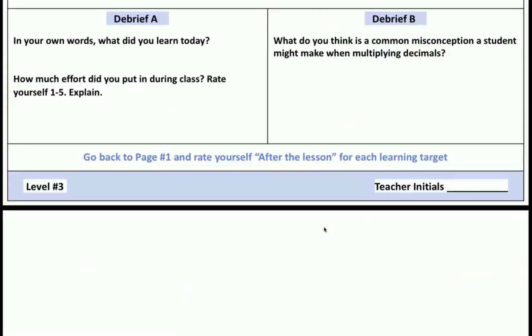And last but not least, don't forget to answer our debrief problems. In your own words, what did you learn today? How much effort did you put in during class? Rate yourself 1 through 5. And what do you think is a common misconception or a common mistake students might make when multiplying decimals?